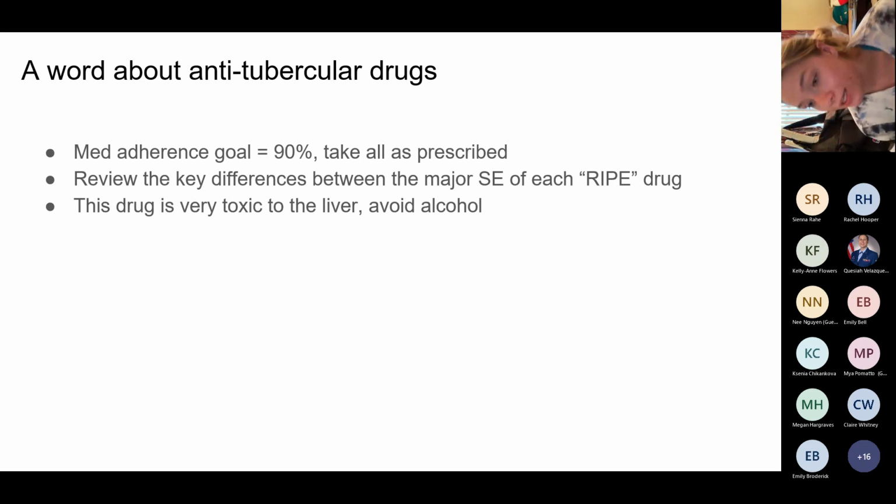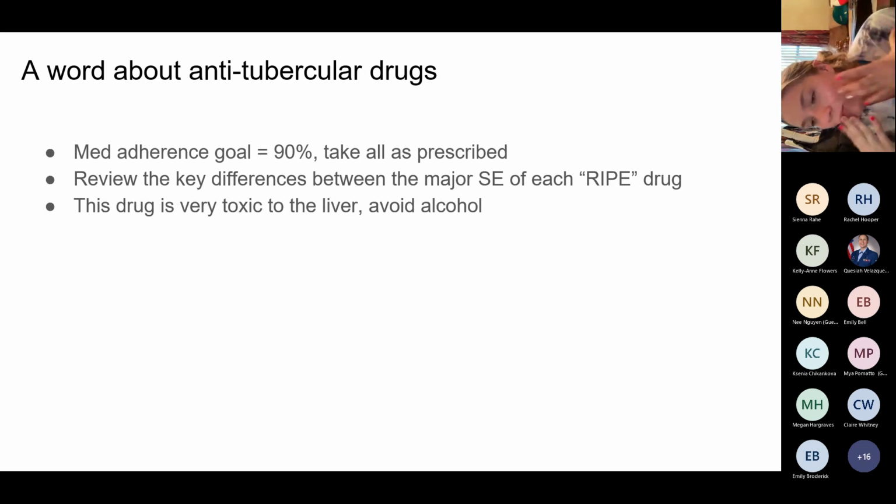Our goal is to get negative sputum cultures. That's why we need 90% adherence. Take it as prescribed. And they'll be taking all 3 of these meds probably for a few months, okay? Again, it does kind of depend on the patient, if you will. Okay. What we're going to focus on is we have our RIPEs.